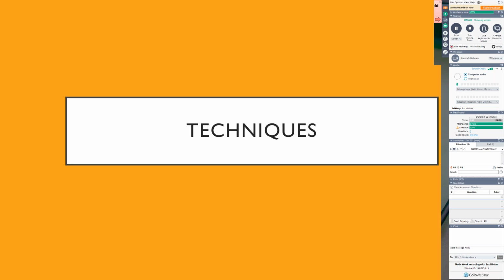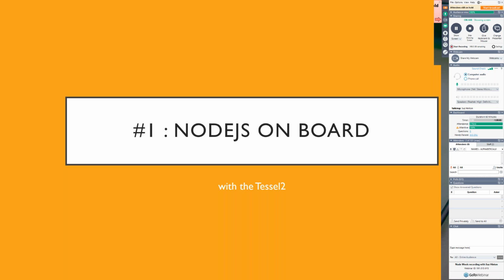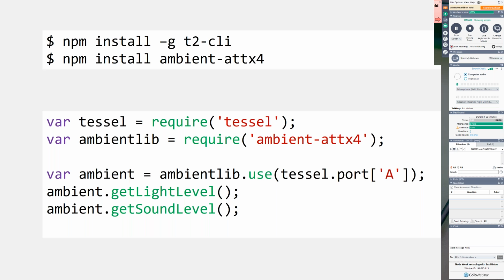Now I'm actually going to go over more of the technical code side of things and the different techniques that you can use to use Node.js with robotics, because there are quite a few different scenarios that you can do. And so the first one that I'm going to cover is running Node.js on the board itself. So if you remember from the board overview I gave earlier, the Tessel 2 is our ideal device for that. And so let's have a look at some Node code that allows you to be running Node.js on the device.